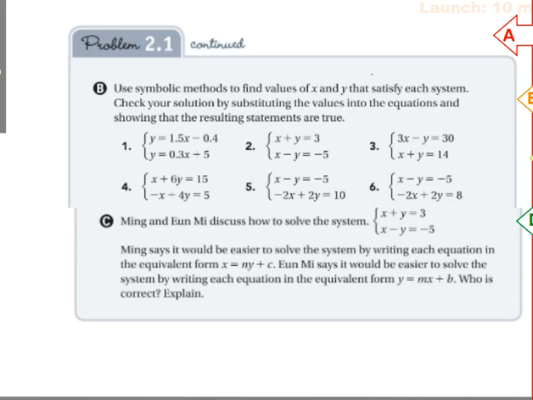Symbolic methods to find values of x and y that satisfy each system. Check your solutions by substituting the values into the equations and showing that the resulting statements are true. Okay, so number 1.